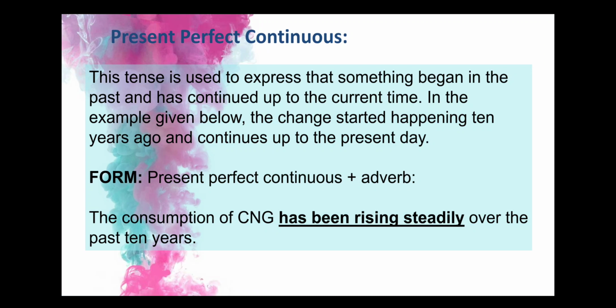Now we come to the present perfect continuous tense. This tense is used to express that something began in the past and has continued up to the current time. In the example given below, the change started happening 10 years ago and continues up to the present. The structure is present perfect continuous plus the adverb.